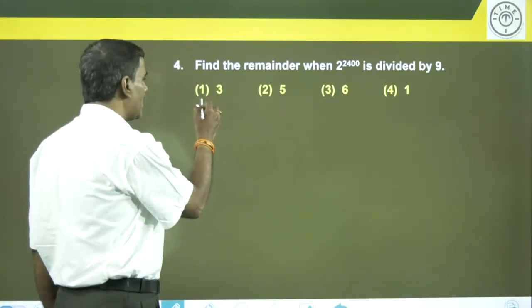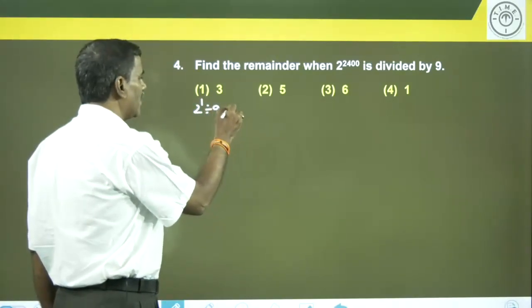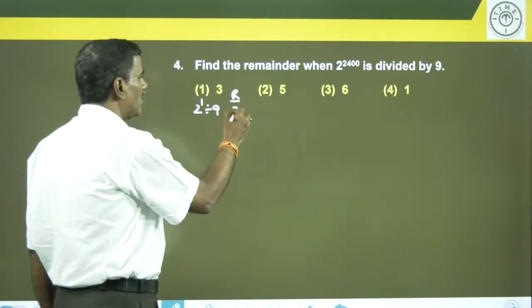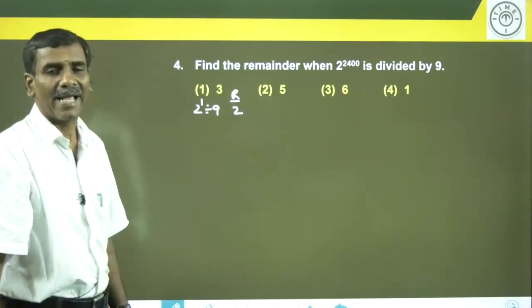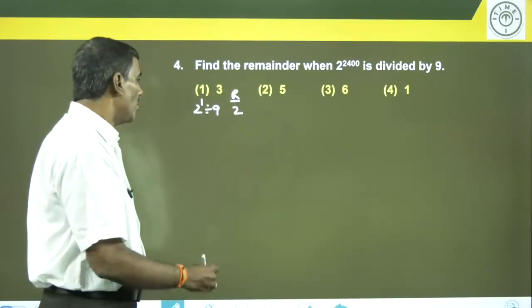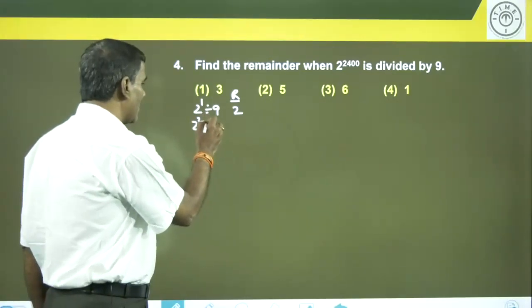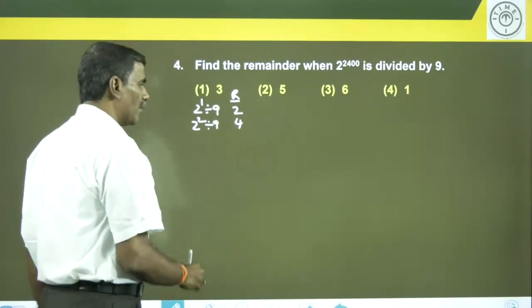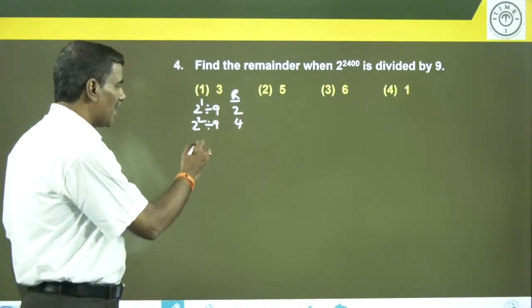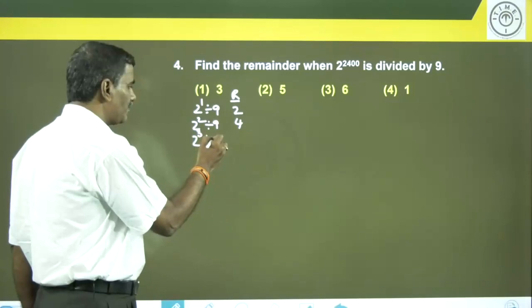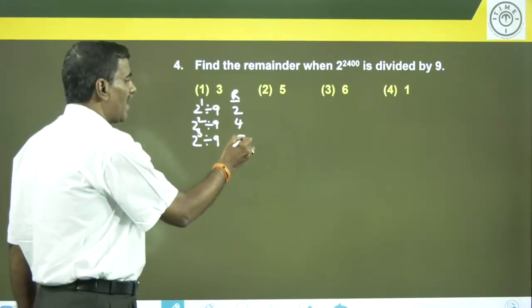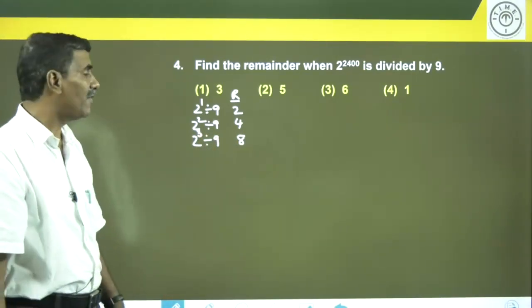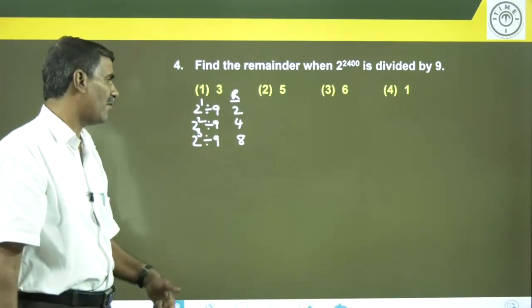2 power 1 is 2. If we divide that by 9, the remainder will be 2, because 2 is less than 9. 9 goes 0 times, remainder will be 2. 2 square, if we divide by 9, 2 square is also less than 9. So the remainder will be the number itself, that is 4. 2 cube is 8. 8 is also less than 9. So the remainder will be the number itself. So 8 divided by 9, 9 will go 0 times, remainder will be 8.